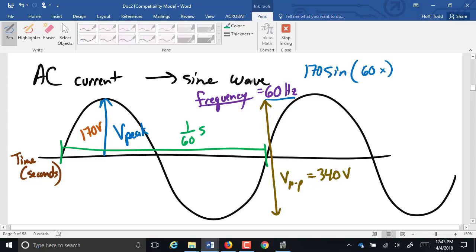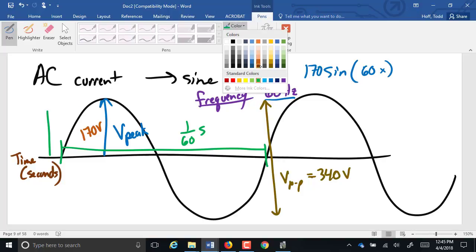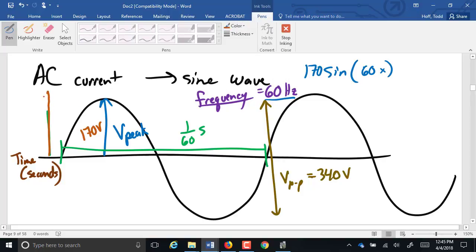Now, your y-axis is still voltage, yes. So going this way is volts.